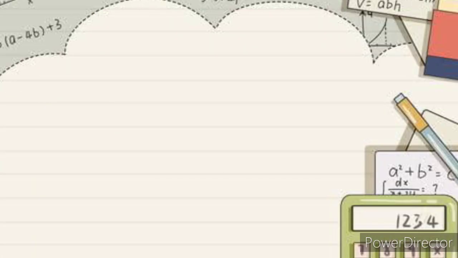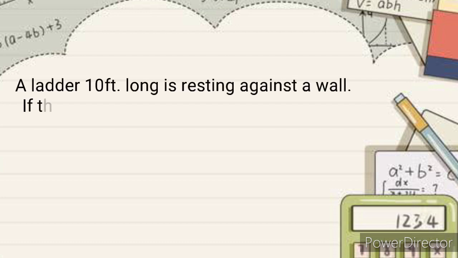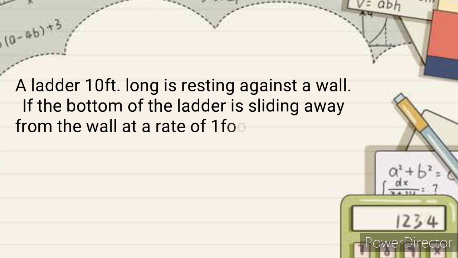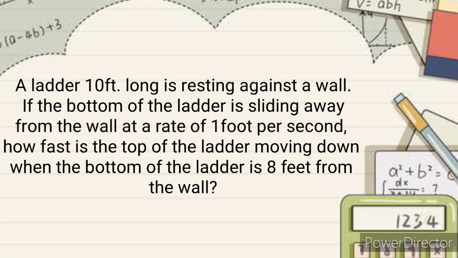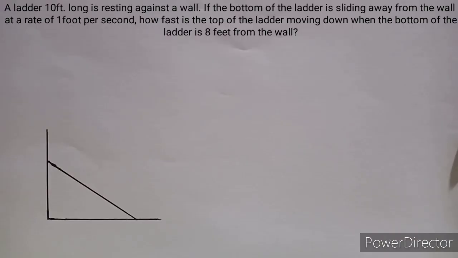I have here a sample problem to solve. A ladder 10 feet long is resting against a wall. If the bottom of the ladder is sliding away from the wall at a rate of 1 foot per second, the question is, how fast is the top of the ladder moving down when the bottom of the ladder is 8 feet from the wall? Let us now solve the problem.